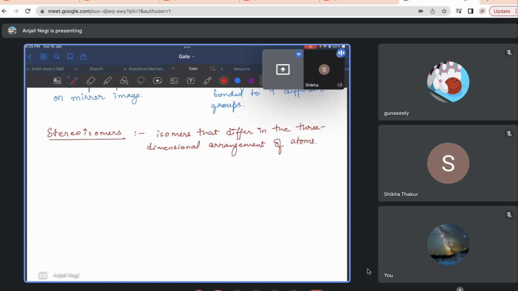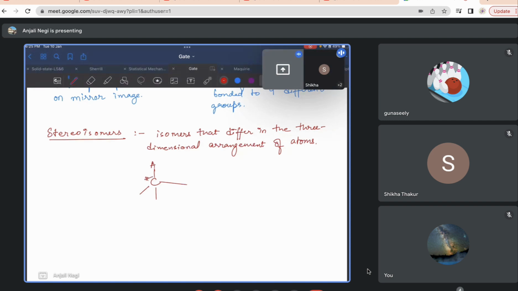Yes, so I will give you some examples, and in the end we will solve the problem that we have. Basically, you can take one simple example of your tetrahedral CH4 kind of molecule, where to make it a stereoisomer, you can simply change all the groups and make this carbon a chiral atom.